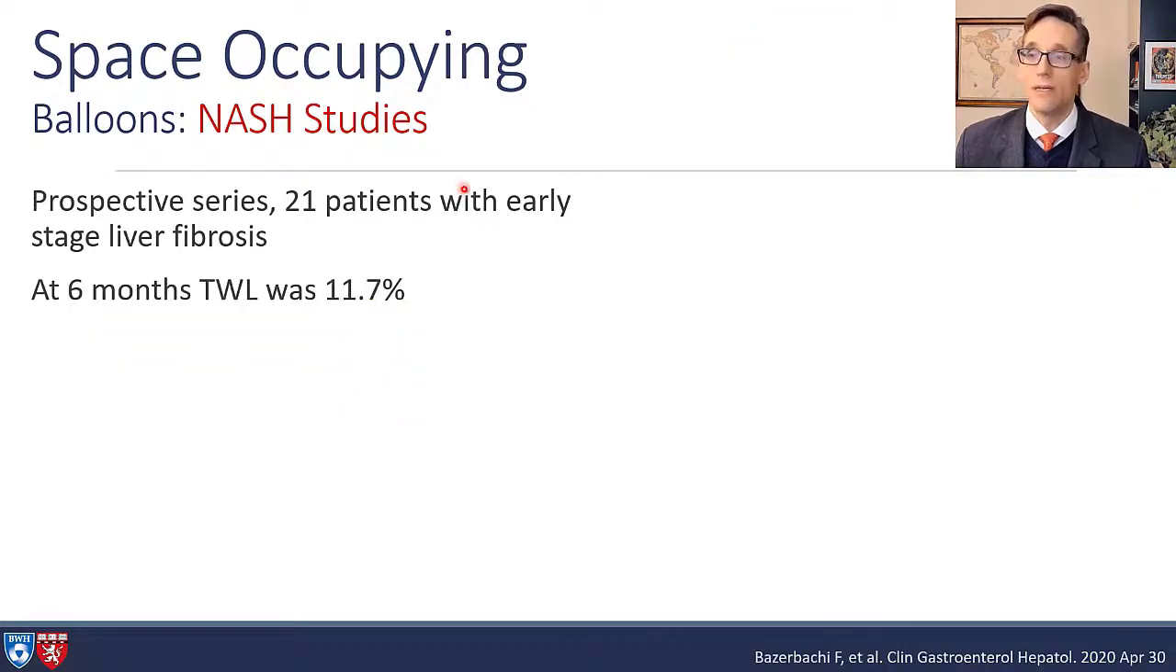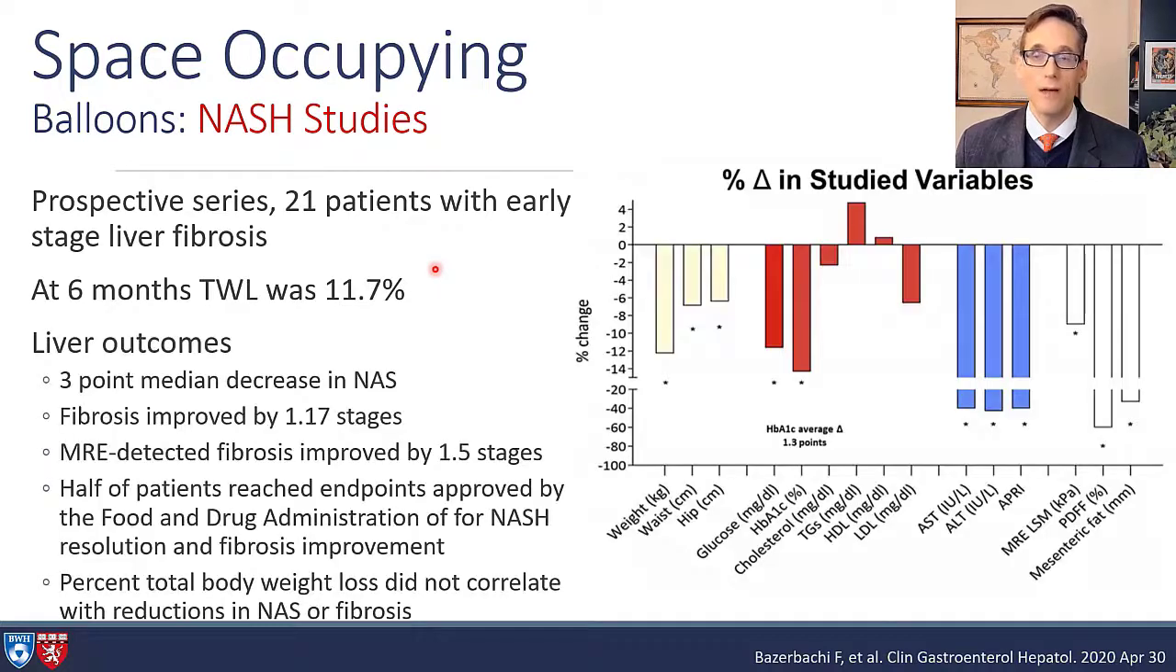They have also studied the use of balloons in NASH. This was a prospective series, 21 patients with early stage liver fibrosis. At 6 months, the total weight loss was 11.7, consistent with prior studies. And here you see the liver-related outcomes.